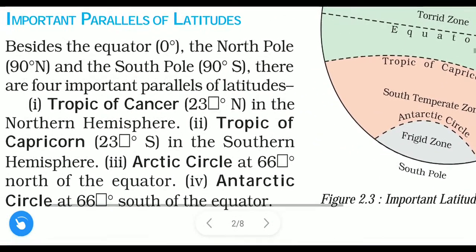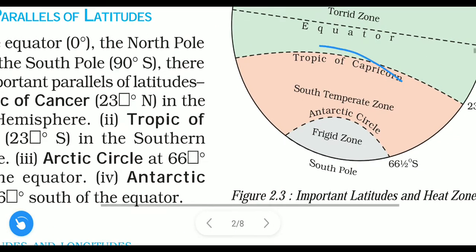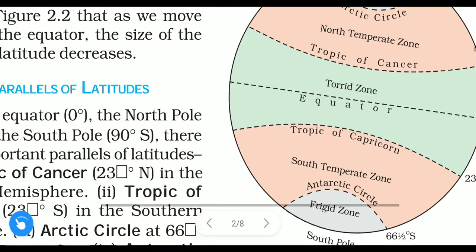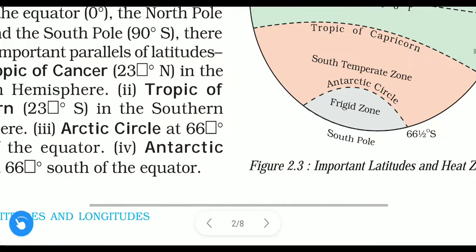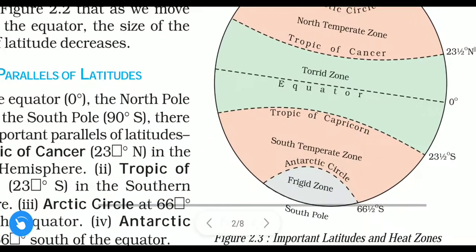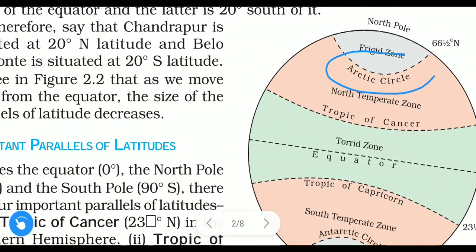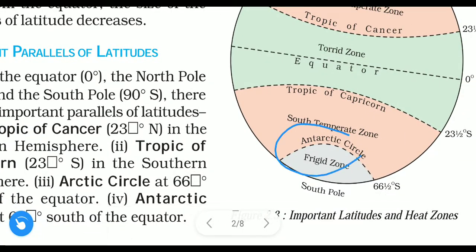Here the same thing is given. Tropic of Cancer at 23.5 degrees in the northern hemisphere, and Tropic of Capricorn, which is in the southern hemisphere. The Arctic Circle at 66.5 degrees, north of the equator, in the northern hemisphere, and the Antarctic Circle at 66.5 degrees south, in the southern hemisphere.